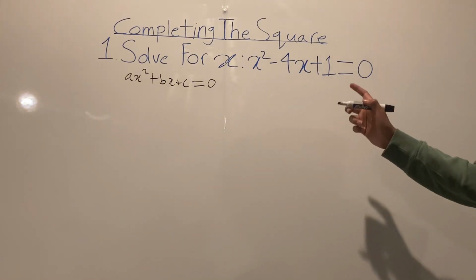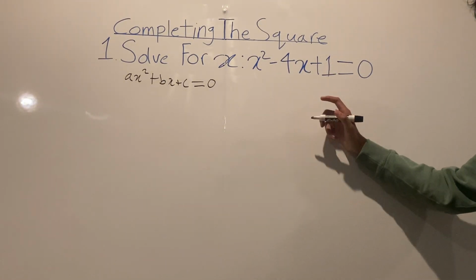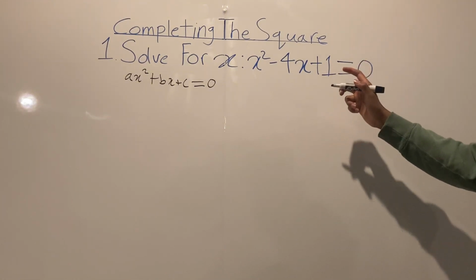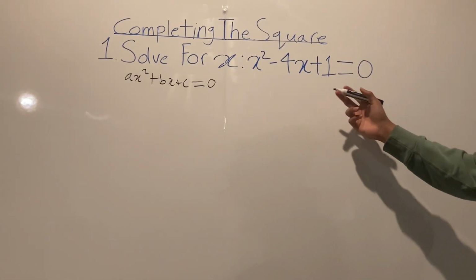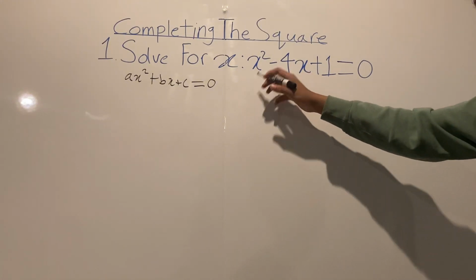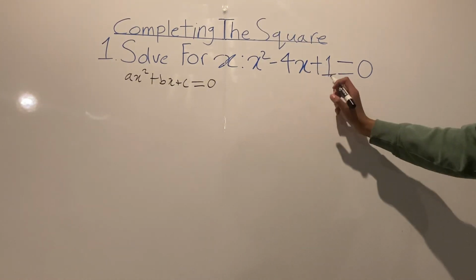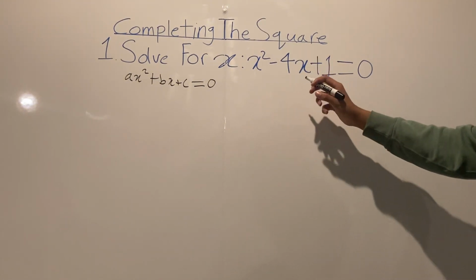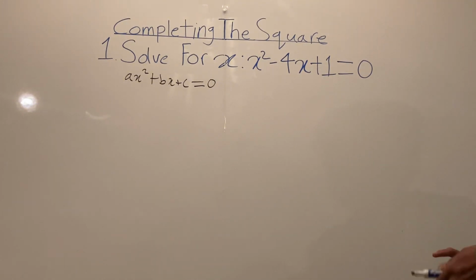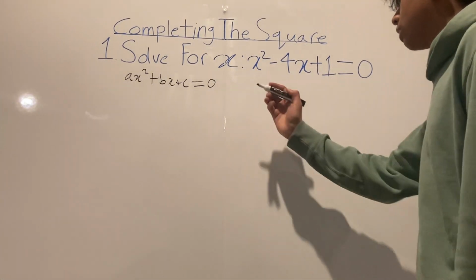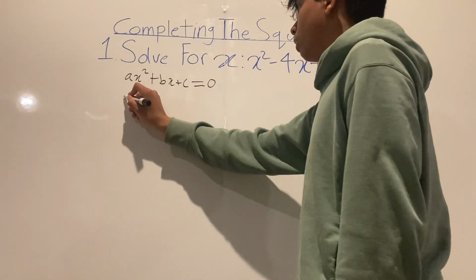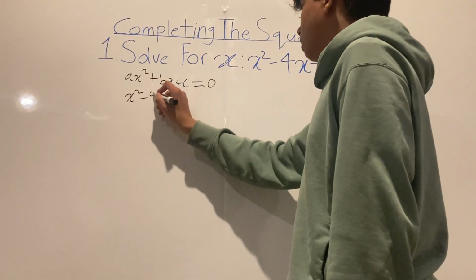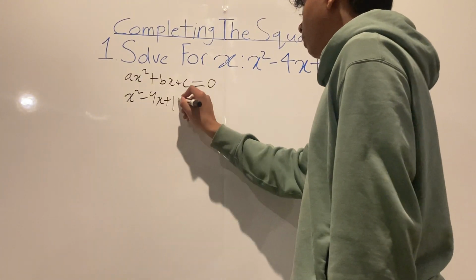So the first thing we have to do to complete the square is see if we even need to use it. Here we can see that we can't just normally factor it and solve for 0. So we need to manipulate the left side so that we can factor it. Let's write out the equation again: x squared minus 4x plus 1.